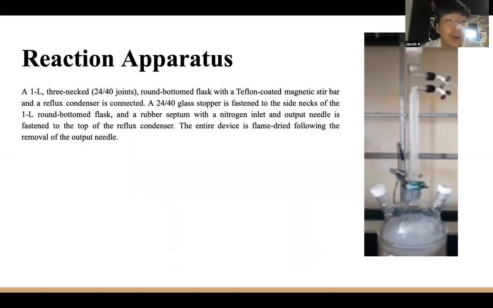The reaction apparatus for 1-hydroxyletrain is a 1 liter 3-necked 24/40 joint round bottom flask with a Teflon coated magnetic stir bar and a reflux condenser connected. A 24/40 glass stopper is fastened to the side of the neck, and a rubber septum with a nitrogen inlet and output needle is fastened to the top of the reflux condenser. The entire device is flame dried following the removal of the output needle.